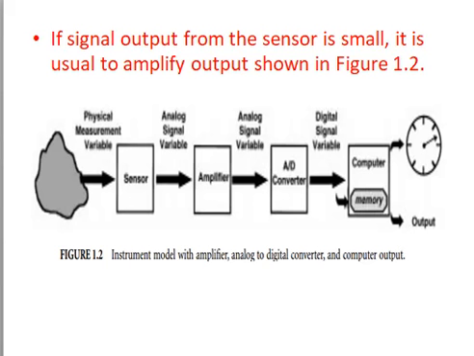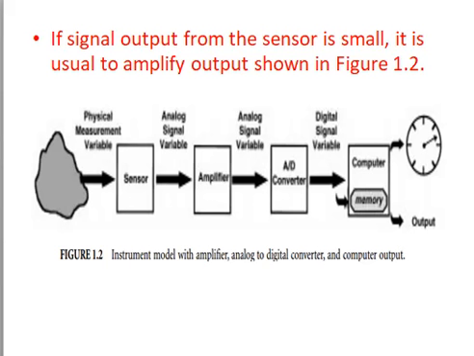And of course, most of these measured signals are in analog form. So if you want to change it to digital, then you have to include another component, that is the analog to digital converter. The output of this analog to digital converter will now be transmitted to a computer, and it can be stored in the memory of the computer.